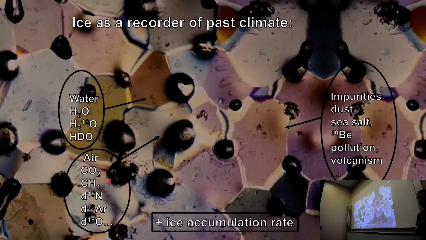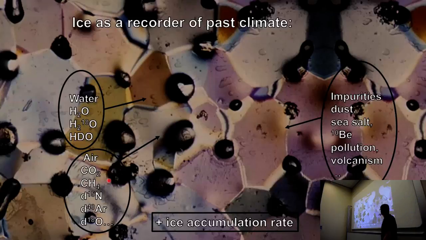But it's not just the gas we're interested in. We can actually measure the water ice itself. So the solid ice crystals, we can melt that out, and we can measure the oxygen isotopes of that and the hydrogen isotopes of that. And that tells us something about the temperature and relative humidity at the time of the snow formation, which is quite useful. So we get a local record of temperature.